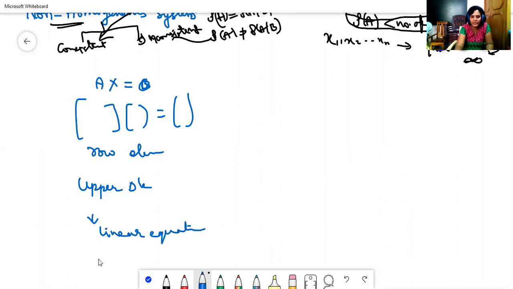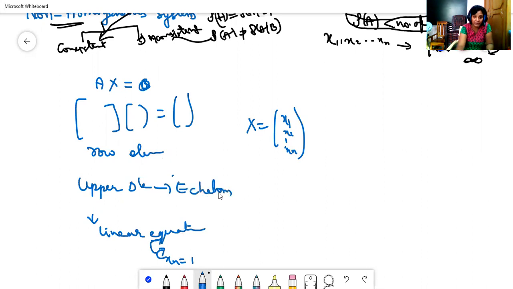Solving these linear equations, the last equation gives xn equal to some value, then it is substituted in the previous equation, next substituted in the previous equations, then we get x equal to x1, x2, and so on, xn. This is it. Simply we can change into upper triangular or echelon form by the elementary row operations. That is for Ax equal to 0, homogeneous.